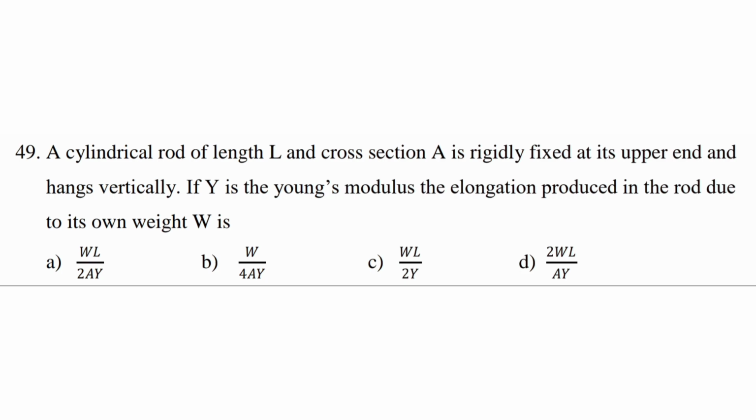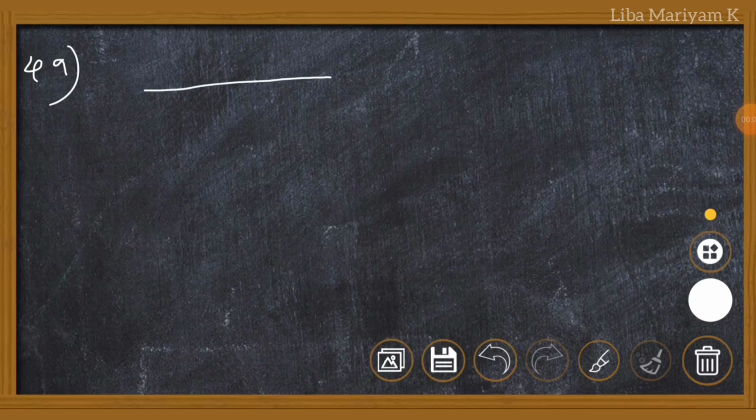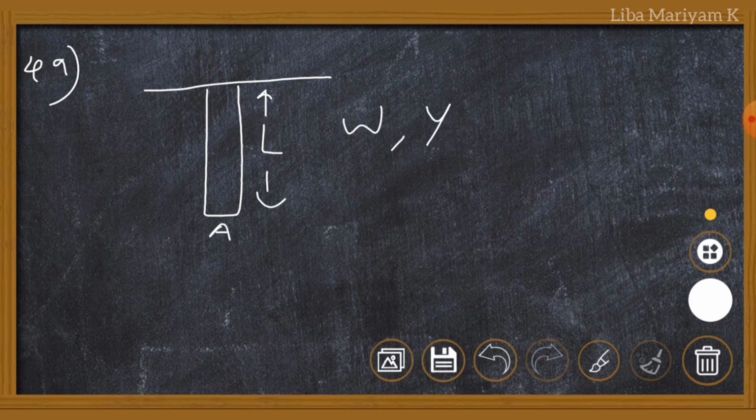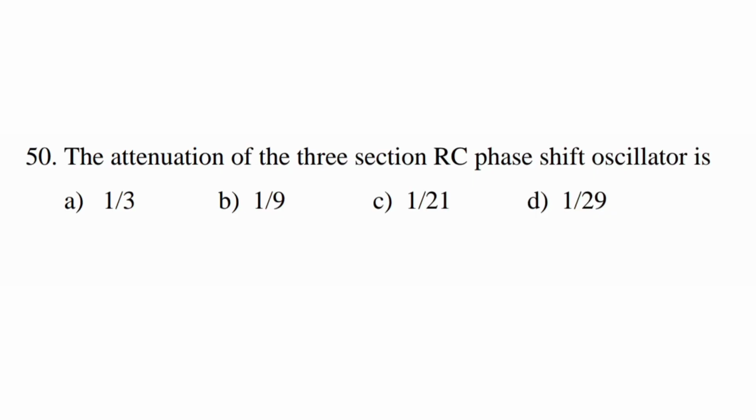49. A cylindrical rod of length L and cross-section area A is rigidly fixed at its upper end and hangs vertically. If Y is the Young's modulus, the elongation produced in the rod due to its own weight W is. Here a rod is hanged vertically like this. The length of rod is L and cross section area is A, weight is W and Young's modulus is given. The elongation produced in the rod is given by WL by 2AY. Option A is correct.